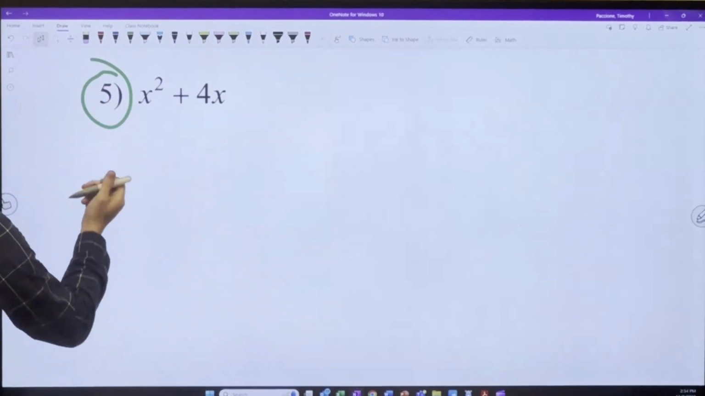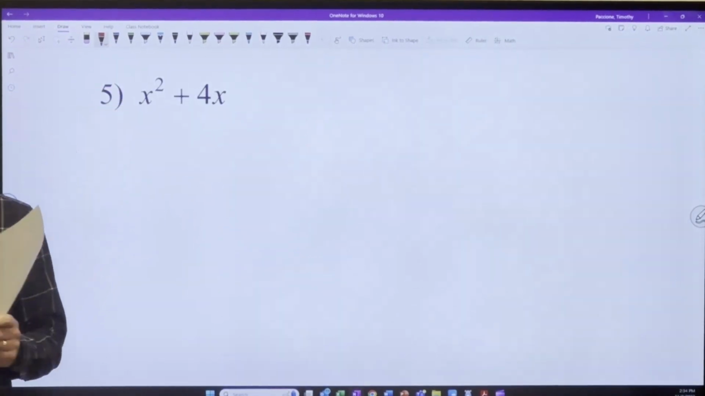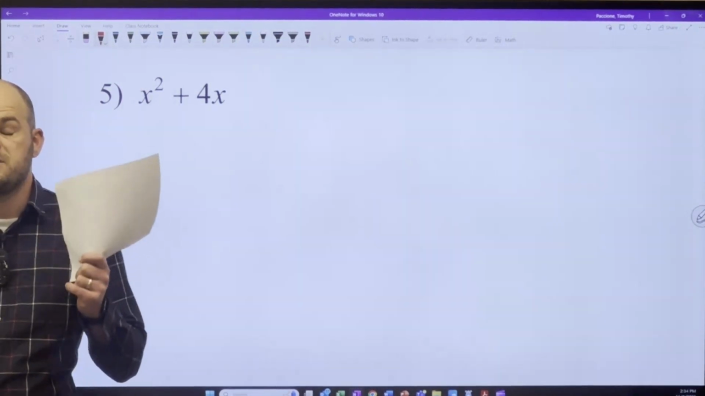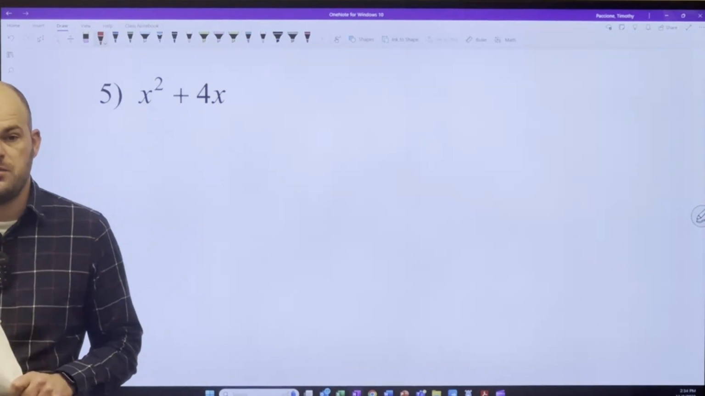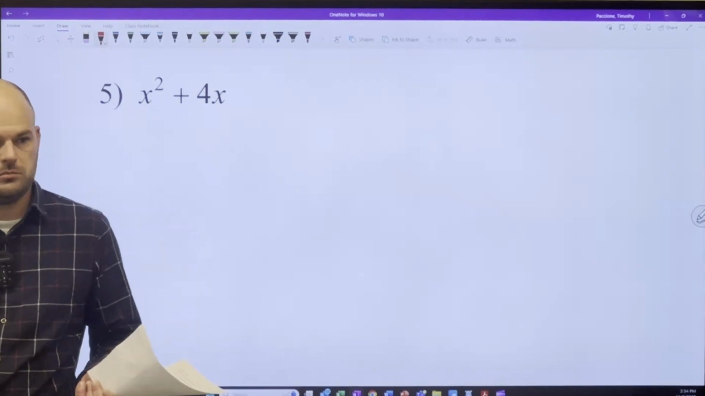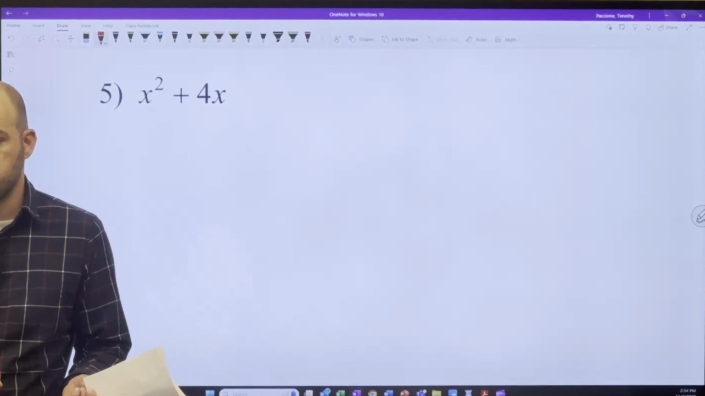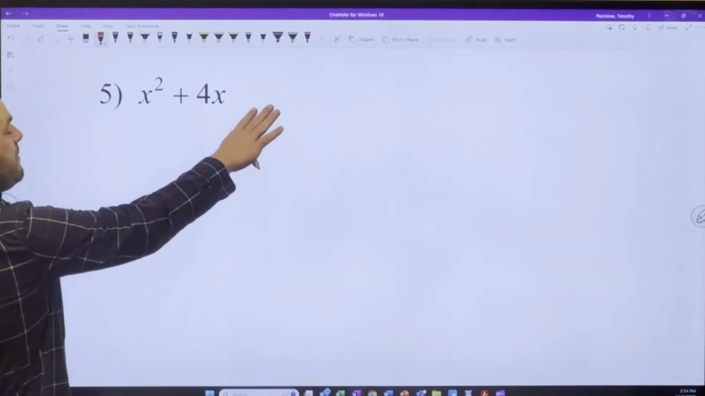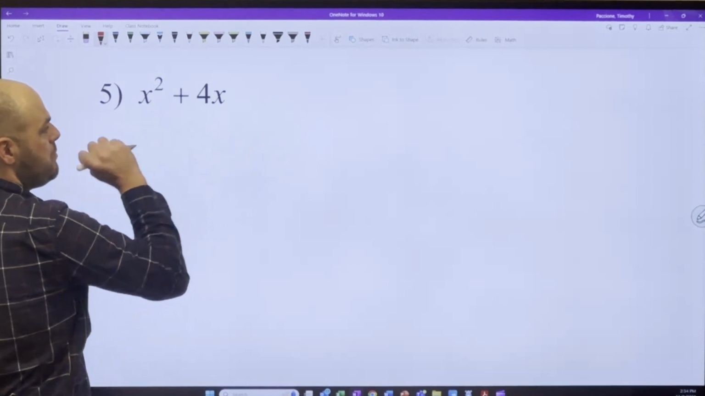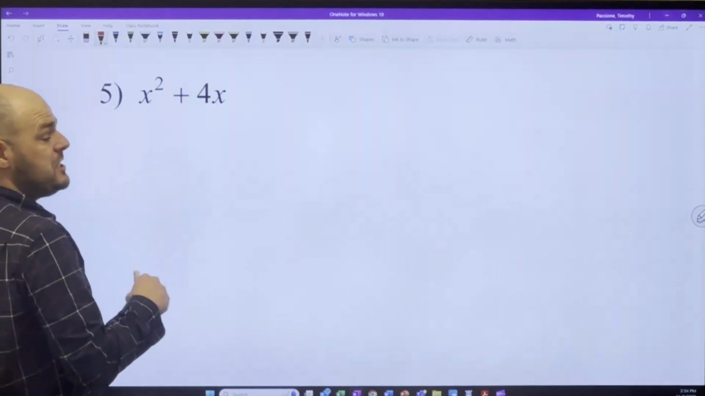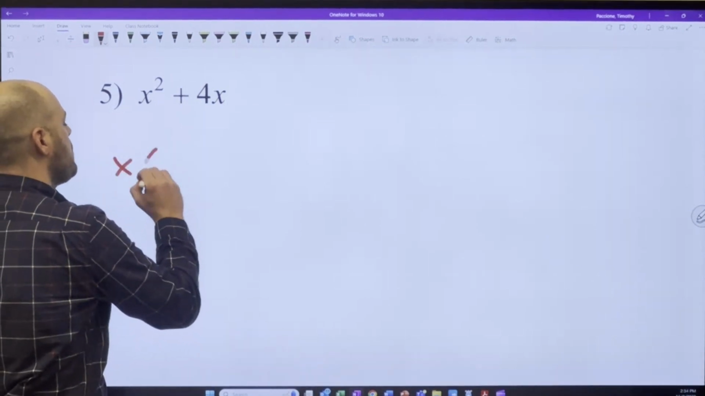So number 5, here's a rule: when you don't have a C, there's a very good chance you have a GCF. Think about it. If I don't have a C, what must go into both of these? X. X squared and bx, or ax squared and bx, will always have an x go into them. So that's my GCF, and that's what I pull out.